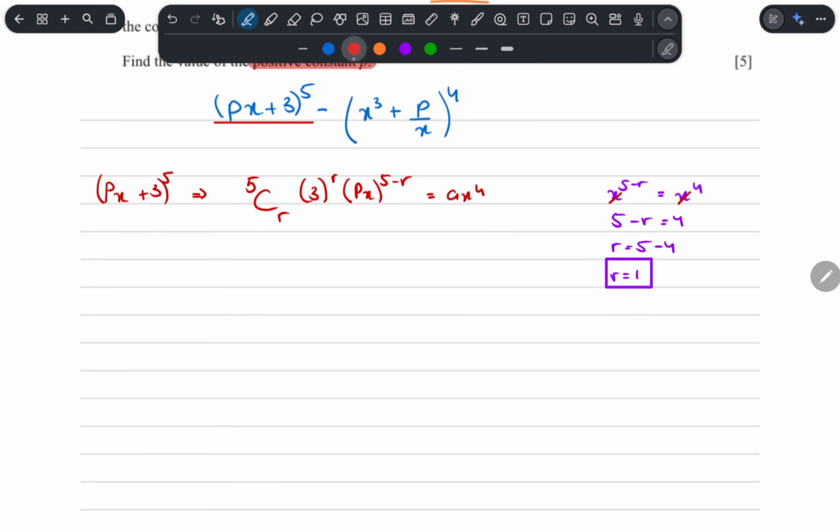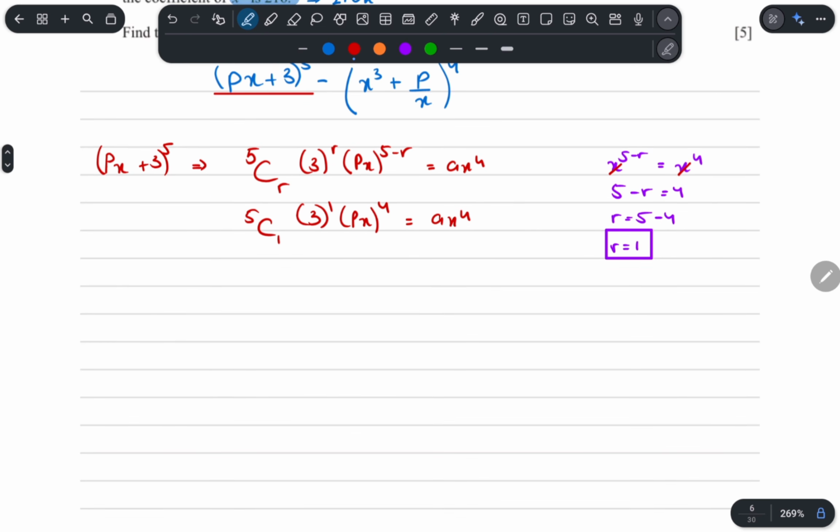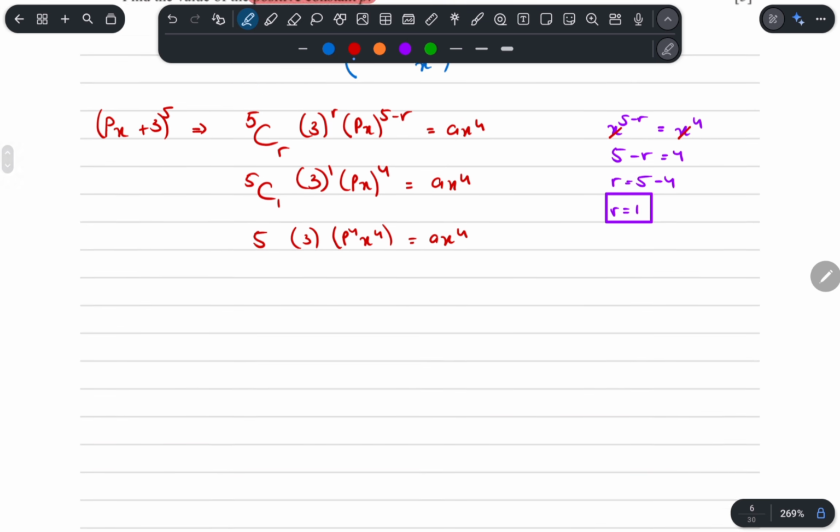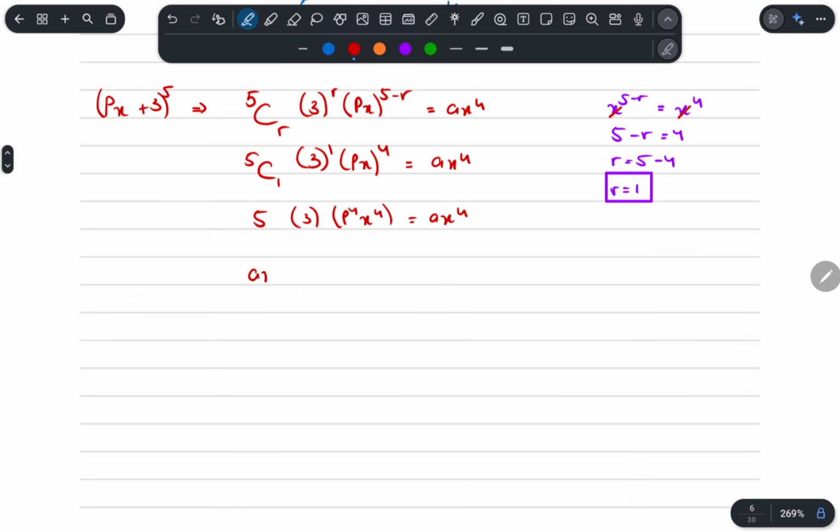For the second, to expand this, we'll have 5C1 times 3^1 times (px)^(5 − 1), which is 4, equals ax^4. 5C1 is just 5, this is 3, this is p^4 x^4, equals ax^4, and our final ax^4 is equal to 15p^4 x^4.